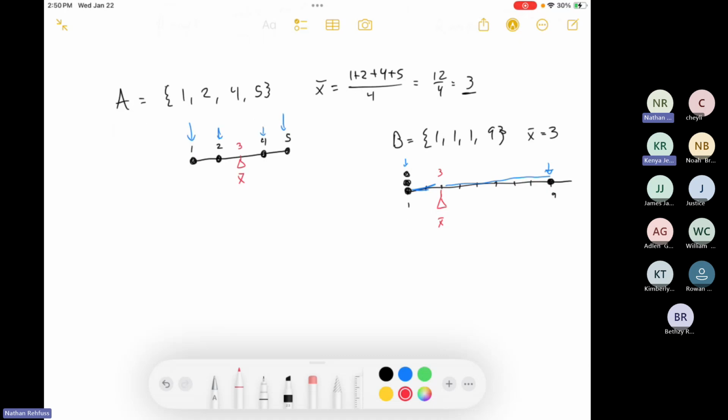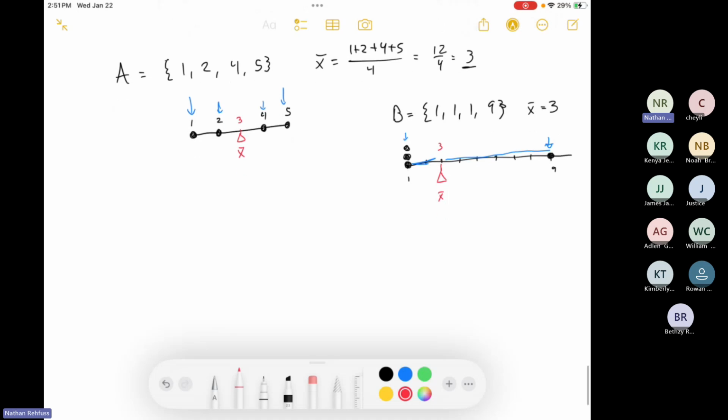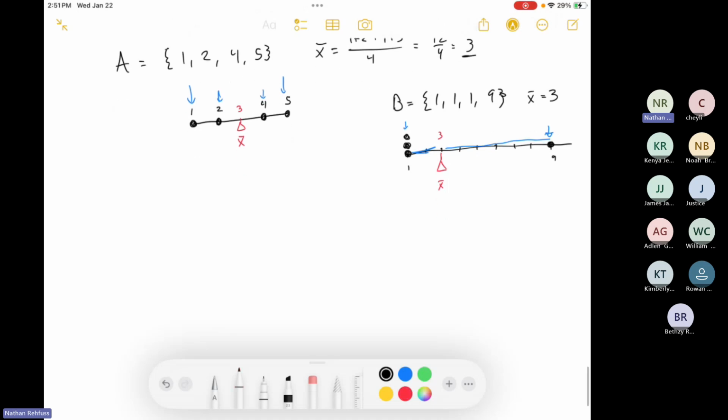Okay, but these two sets have something else. Set A is not very spread out. Set B is a little bit more spread out. We want to try to quantify how spread out these sets are. And sure, in this case, range would work. A has a range of 4, 5 minus 1 is 4, and B has a range of 8, 9 minus 1 is 8. So in this case, I could differentiate between these sets with range.